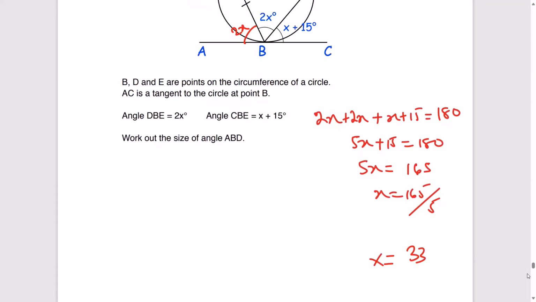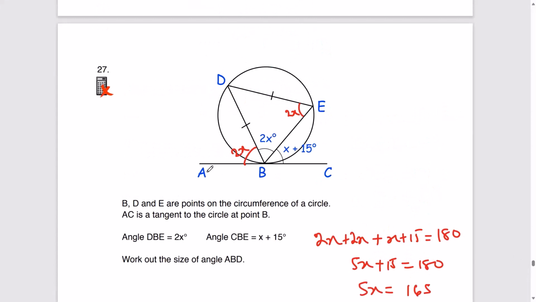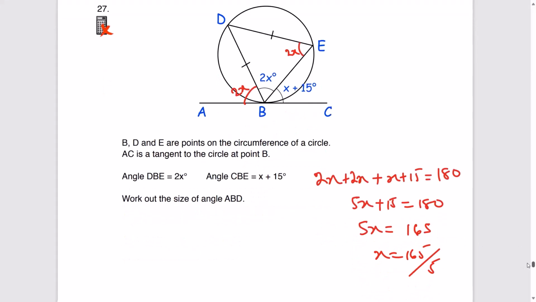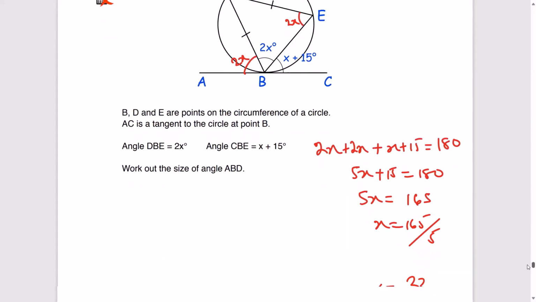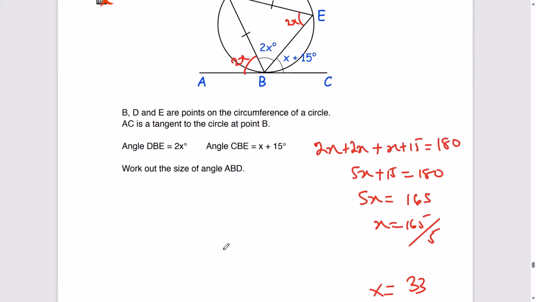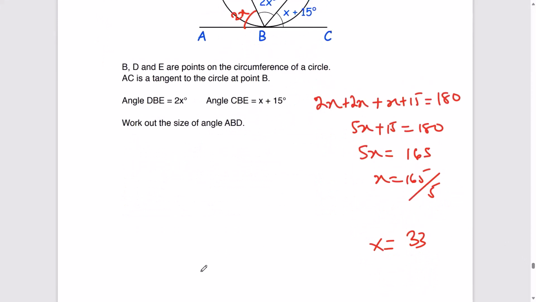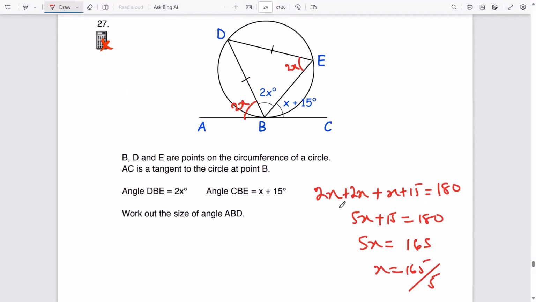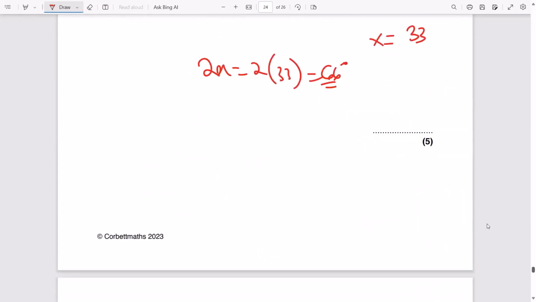So angle ABD, if x is 33, then the whole angle is going to be 2x, which is 33 times 2, which is 66 degrees. What did you get? I got the same thing. Good. So ABD is 66 degrees.